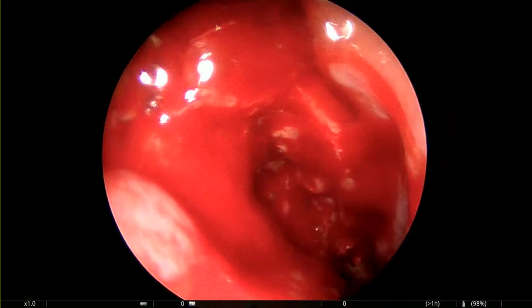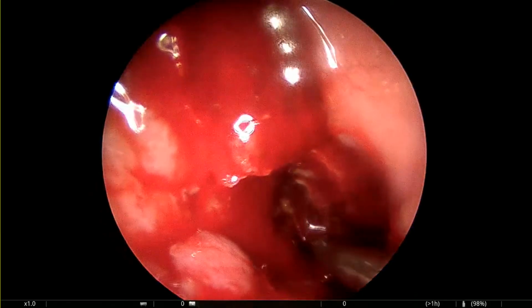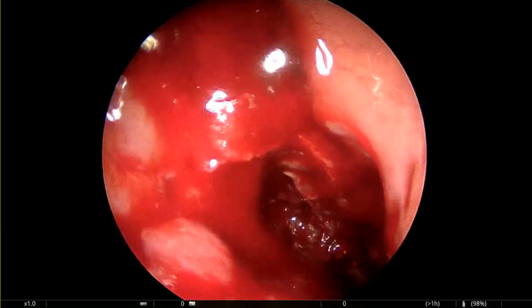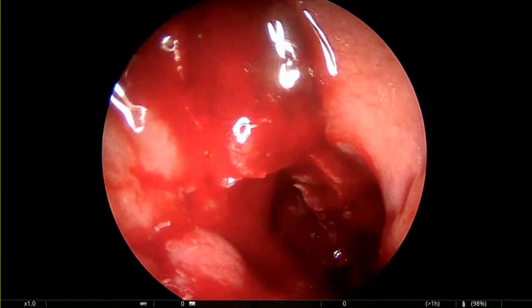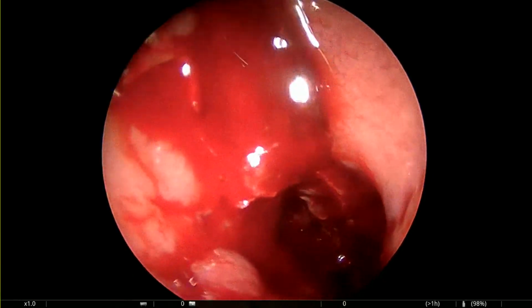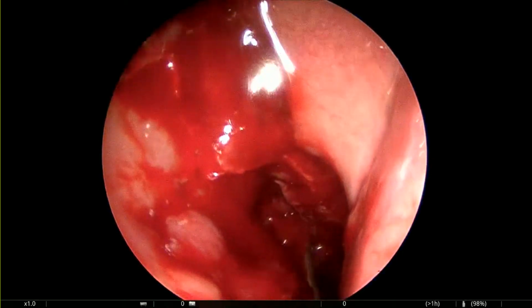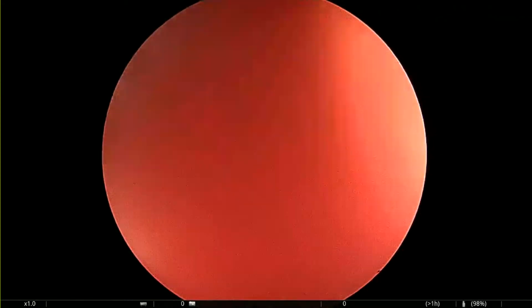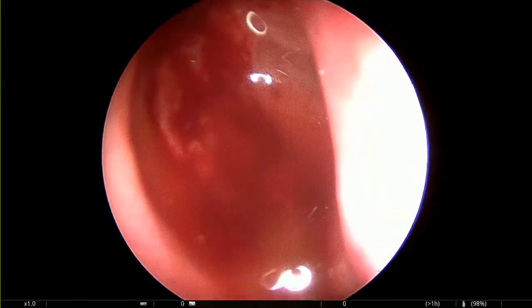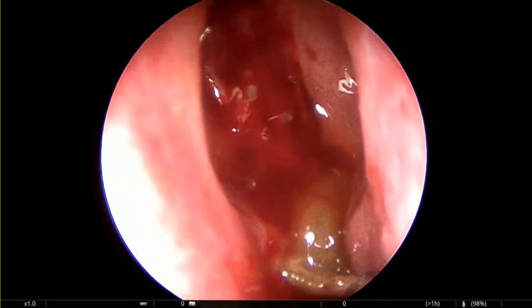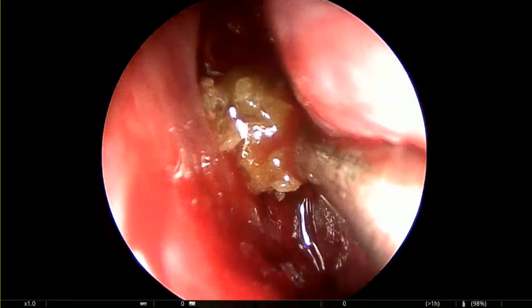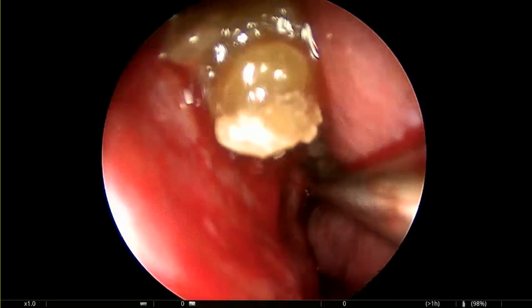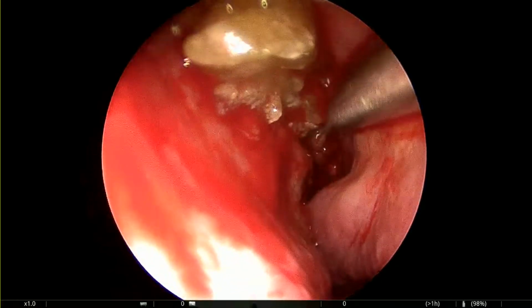Oh, I think it's allergic fungus sinusitis. Yes. Lavage. Not a sphenochoanal polyp, and not an inverted papilloma. Look, this very specific mucus, the mucin, the allergic mucin, okay?